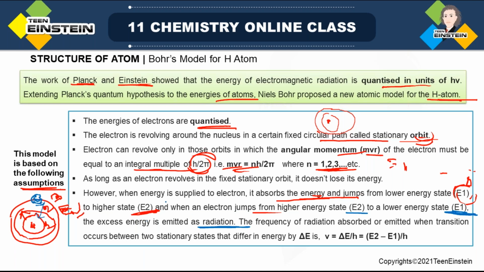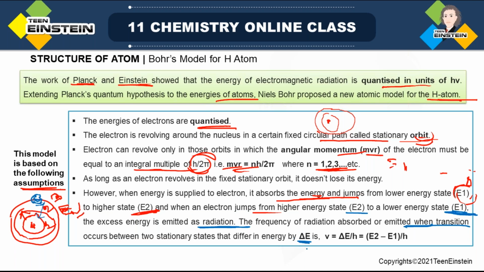Okay. So the first process is absorption of energy, when we are supplying excess energy. And the second process is radiation, when the electron is jumping from a higher energy state to a lower energy state. The frequency of radiation absorbed or emitted when a transition occurs between two stationary states or two stationary orbits that differ in energy by this amount, delta E. So here, as we have considered a transition from E2 to E1 or vice versa, the important point is the energy difference between these two orbits, that is delta E.